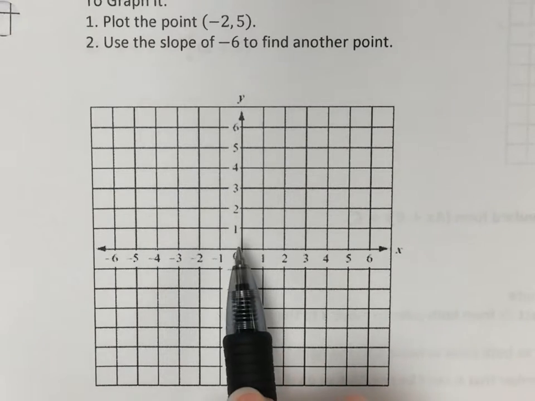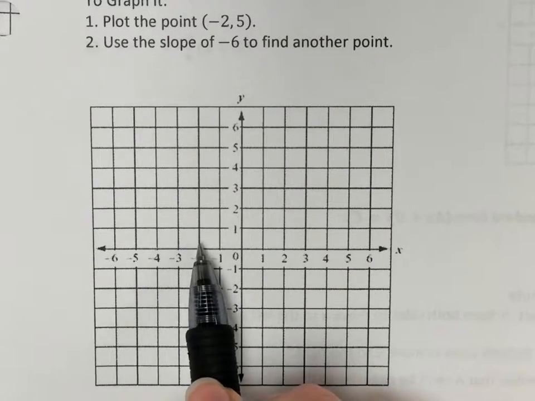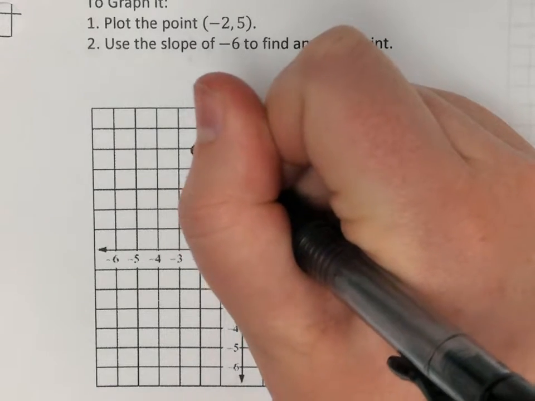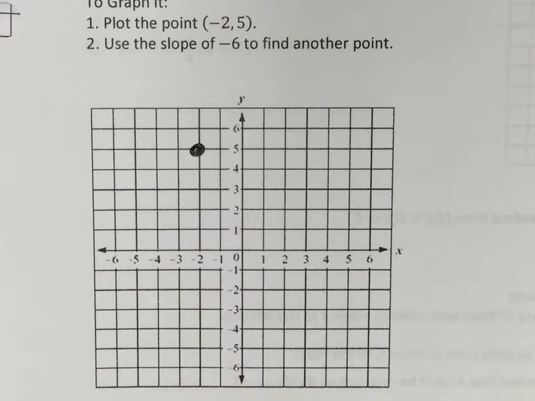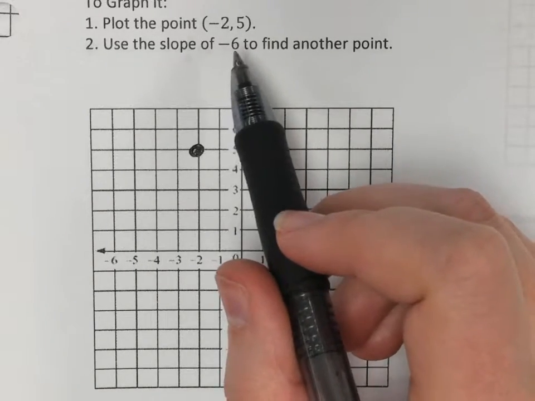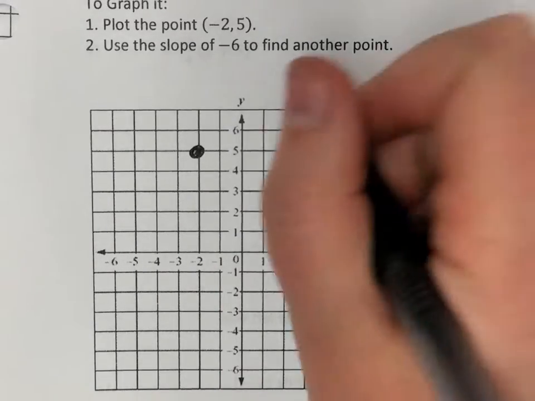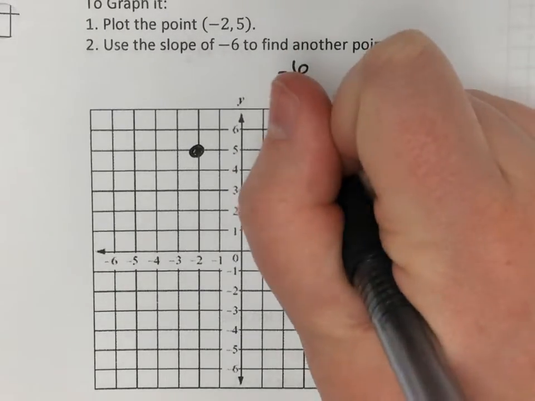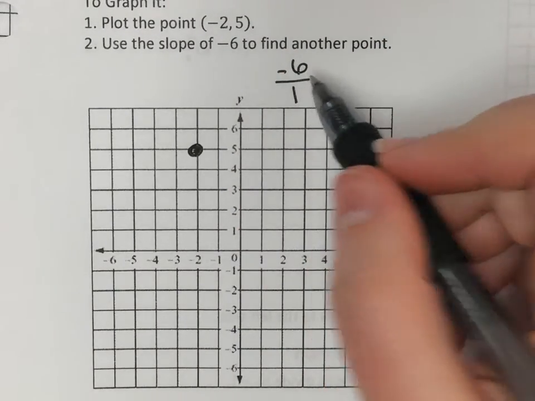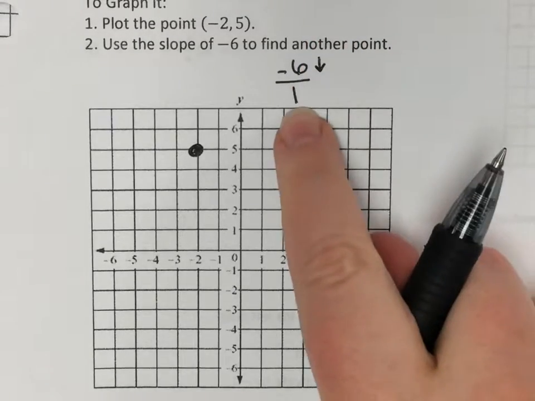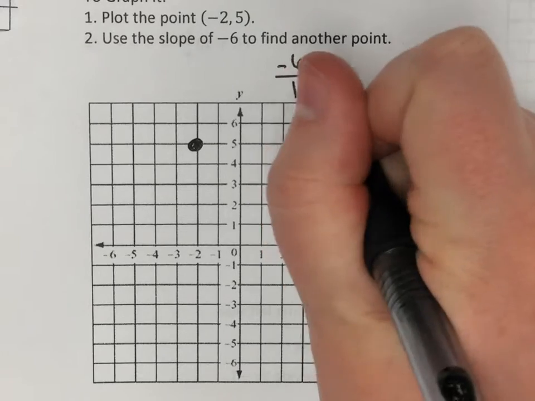So where am I going to go on my graph? Left 2 and up 5. Good. Left 2, up 5. And we put a point. Okay? And then from there, if the slope is -6, we can write -6 over what number? 1. So if our rise is -6, what direction is that? Down. And if our run is a +1, that is right.